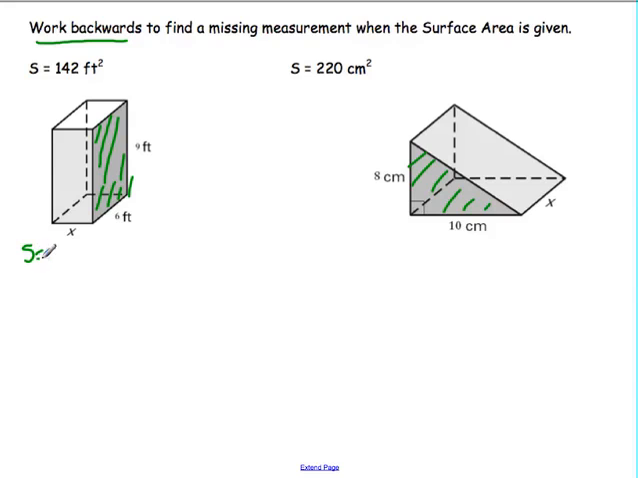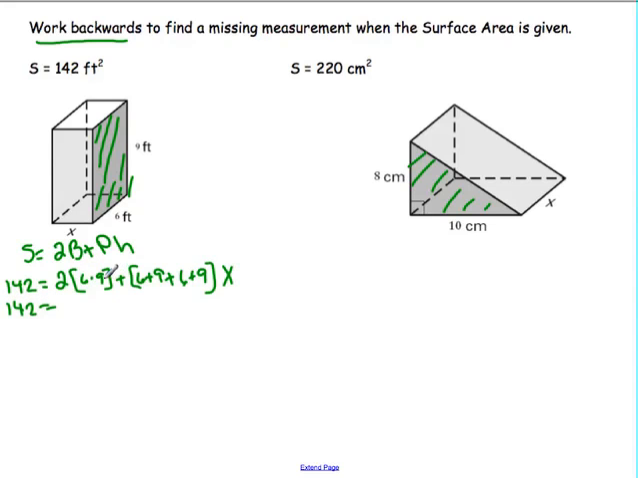So we have surface area equals 2B plus PH. So that means 142 is going to equal 2 times the base, which is 6 times 9. My perimeter in here is going to be 6 plus 9 plus 6 plus 9. And my height is my distance between my two rectangles. That's just going to be x. I'll multiply this out. That's 2 times 54, so that's going to be 108 plus, see that's 15 and 15, that's 30x.